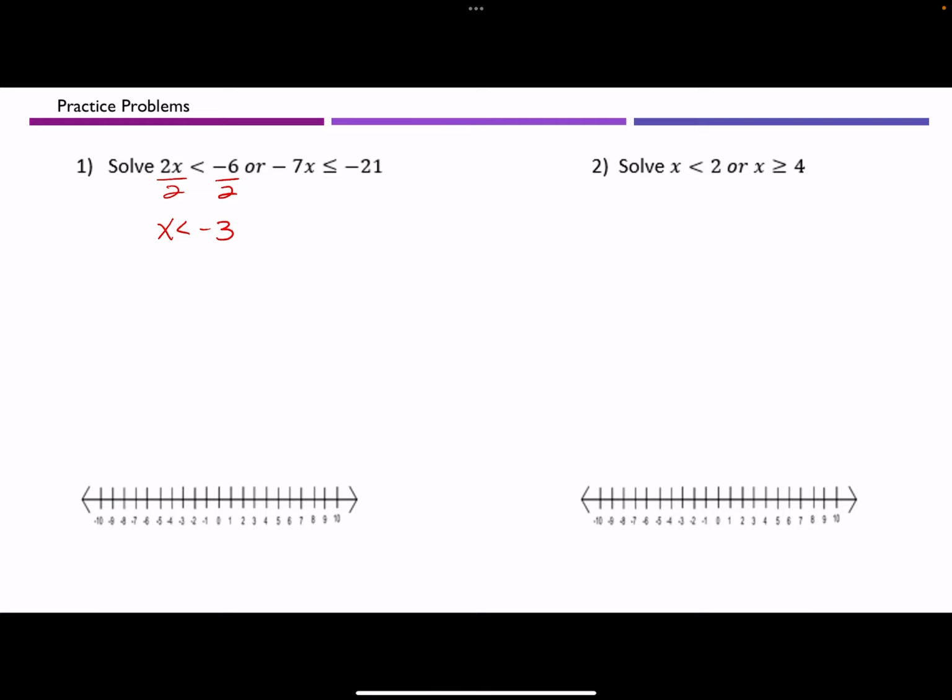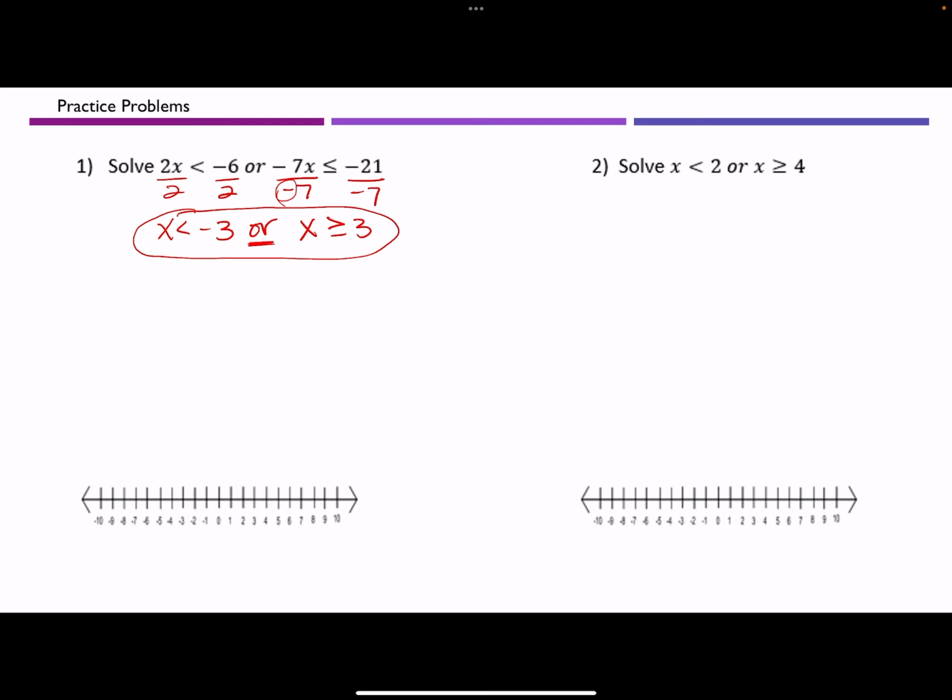And then completely separately, I'm going to solve the other part of this inequality. So -7x less than or equal to -21. I'm going to divide both sides by -7. And when I do, because I'm dividing by a negative number, I have to flip the inequality. So my solution is going to be x is less than -3 or x is greater than or equal to 3. It's really important that in my solution, I have all of this. I've rewritten the word or, and I have both pieces, both of the inequality pieces.